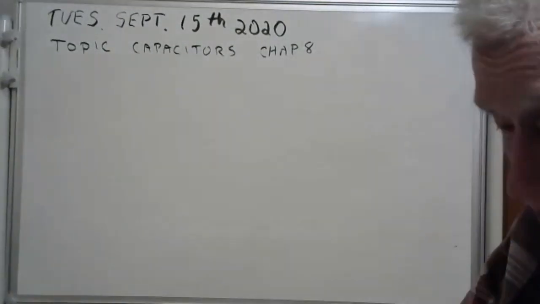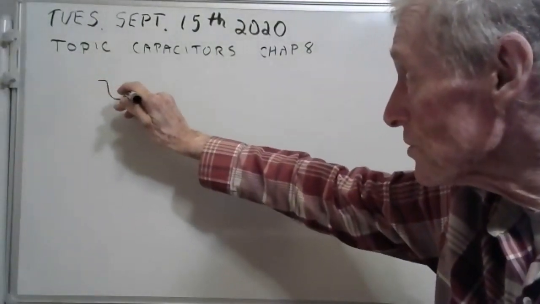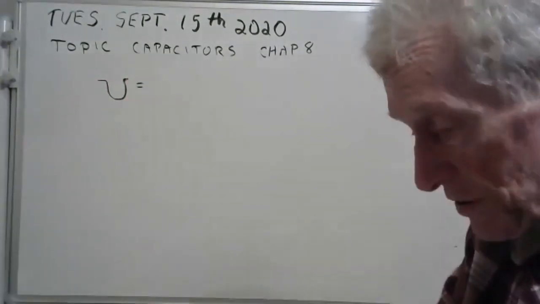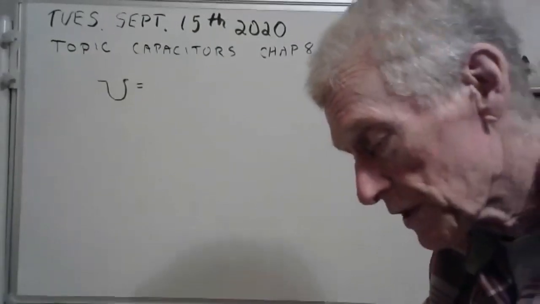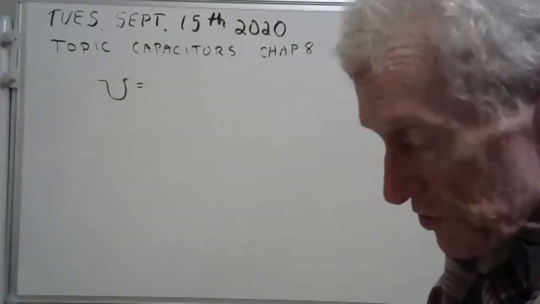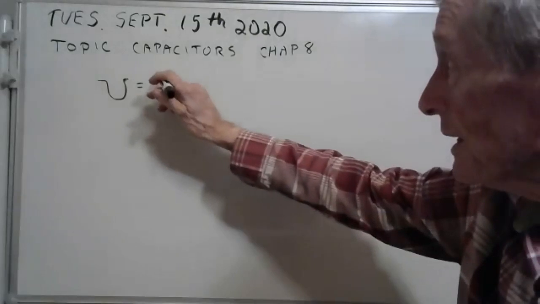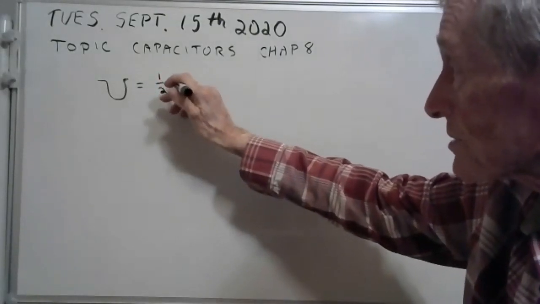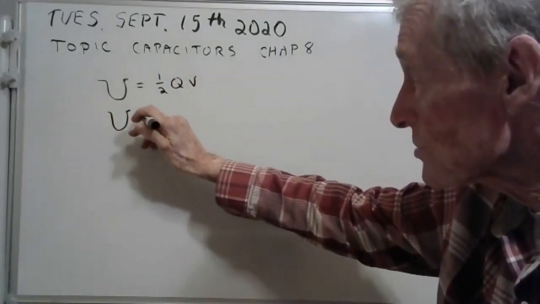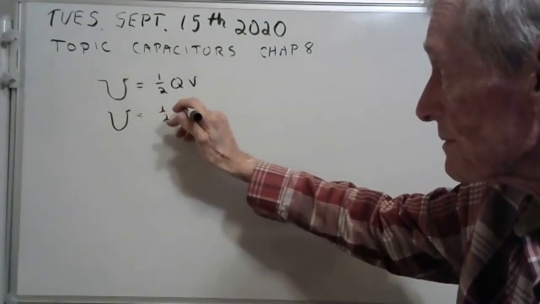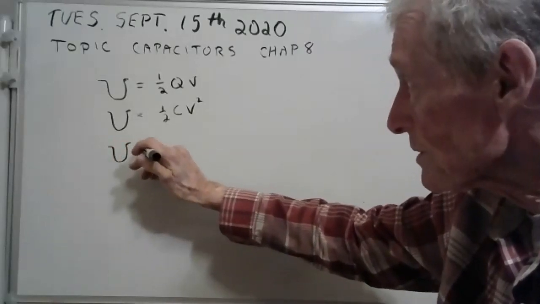Now, there's actually 3 equations. Now, this book likes to use this U symbol here for energy for some reason. It's really electric potential energy. And what you're doing is you're storing energy in an electric field. And one of the equations goes like this. There's actually 3 of them. And I'd like to show you where they come from in a minute. And then there's this 3rd one that goes like this.